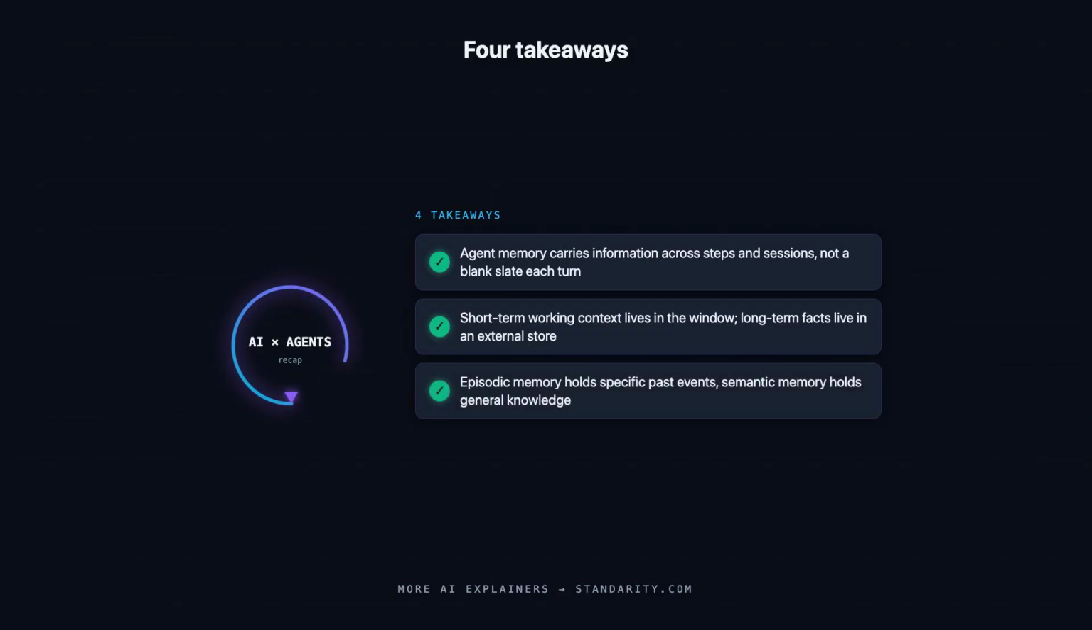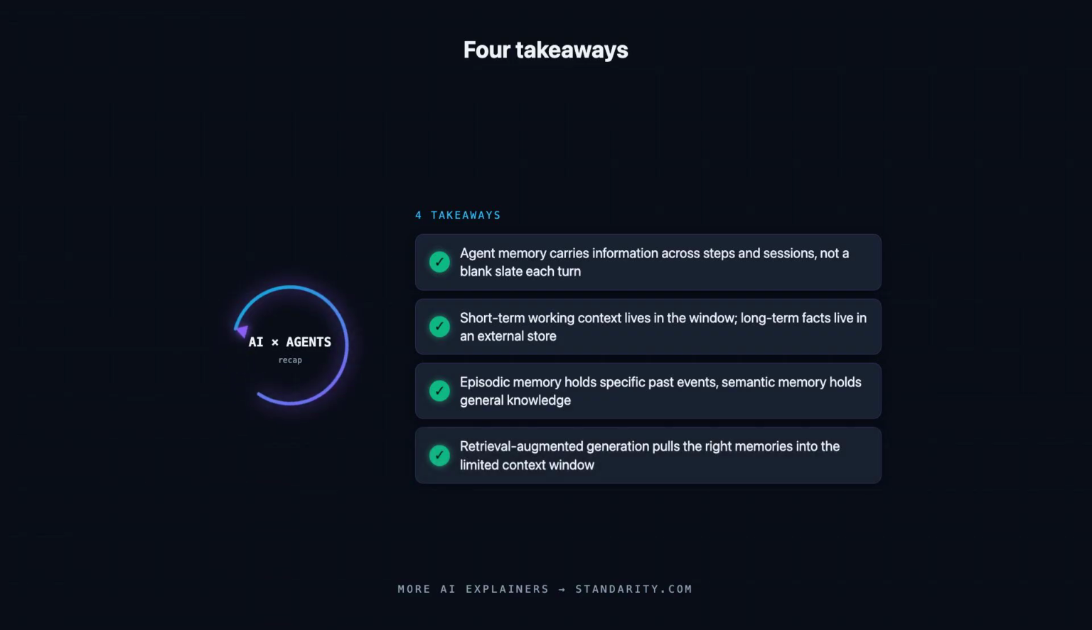External memory is frequently divided into episodic memory for specific past events, and semantic memory for the general facts the agent has picked up along the way. The retrieval step is the real workhorse, using retrieval-augmented generation to pull the right memories into the limited context window without overflowing it.